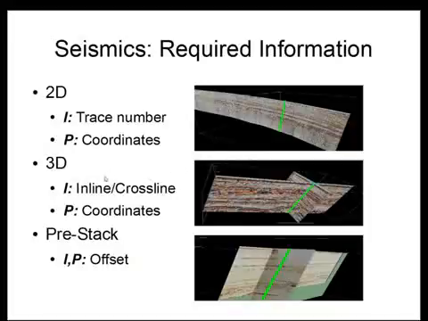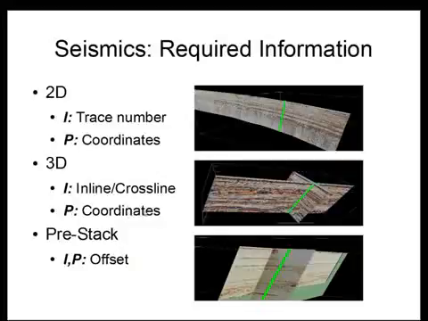You could see it like in 3D. In 3D you need an inline and a crossline to identify this trace. So here I've actually plotted an inline and crossline, but the inline and crossline says, yes, this is the trace, I know what it is. And that also has coordinates.